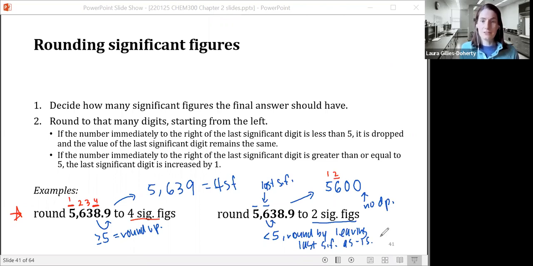So when you're rounding, count out how many sig figs you need. You always start from the leftmost sig fig and you count over until you get the number you need. I like to put a line over my last sig fig so I can keep track of where it's at. Then you look to the number to the right of that. If it's less than 5, you're going to leave that last sig fig as is. If it's greater than or equal to 5, you're going to round that last sig fig up 1 number.